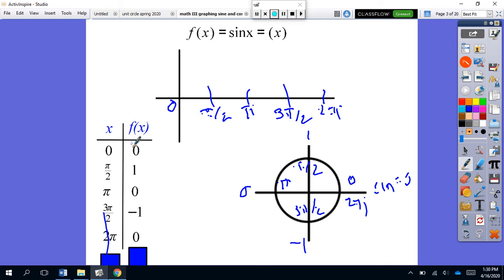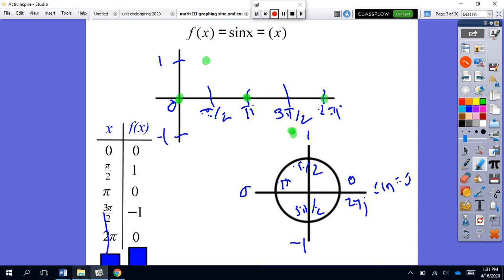What about the y values? It looks like the lowest y value is -1 and the highest value is 1, so we're just going to go 1 and -1. Now when I graph this, I'm just going to plot those 5 points. The first point is 0, 0. The second point is pi over 2, 1, so I put a point there. And then pi, 0, so that's back on the x-axis. And then 3 pi over 2, my y value is -1. And then at 2 pi, my y value is again 0.